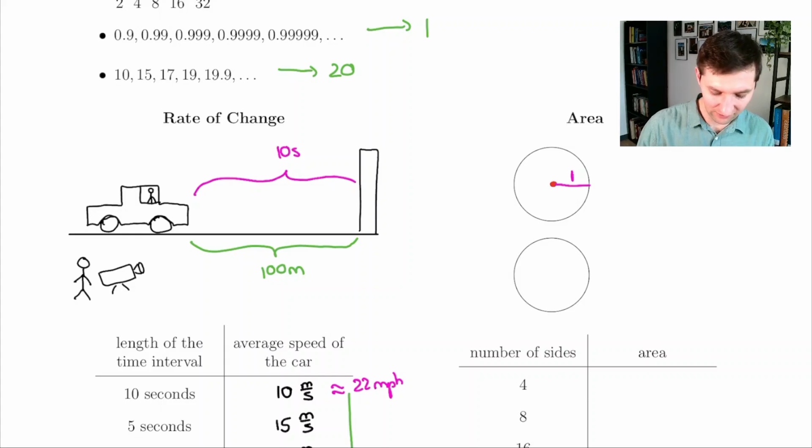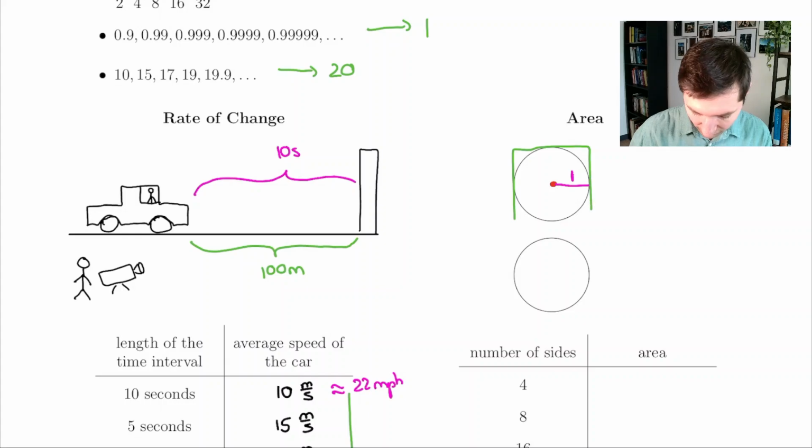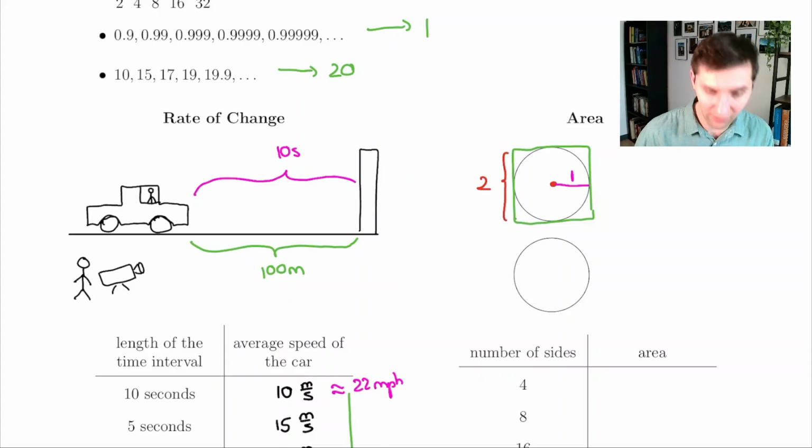Archimedes suggested that instead of computing the area of a circle, you should compute the area of a square that contains the circle. This square has an area of 4. That is because one of its sides has the length of 2 radii, and all the sides of the square are of the same length. So the area of this square is 4.